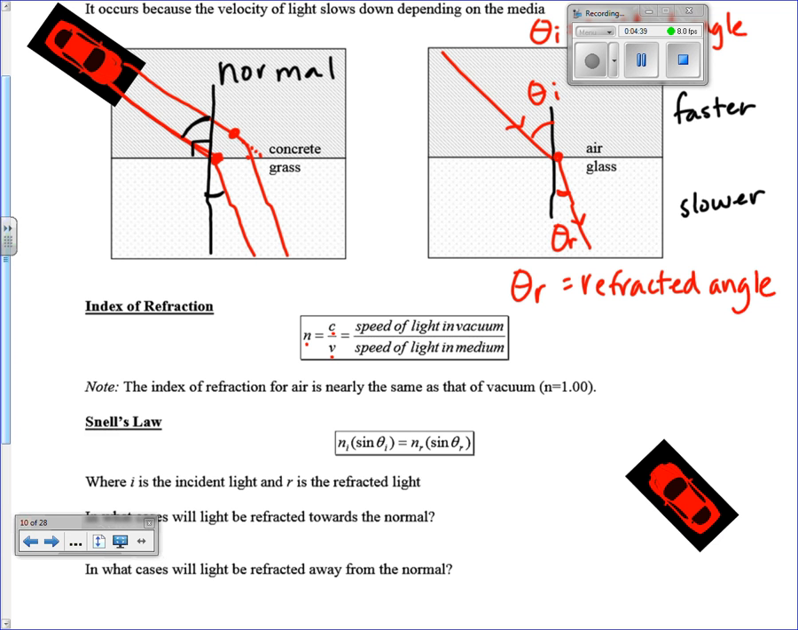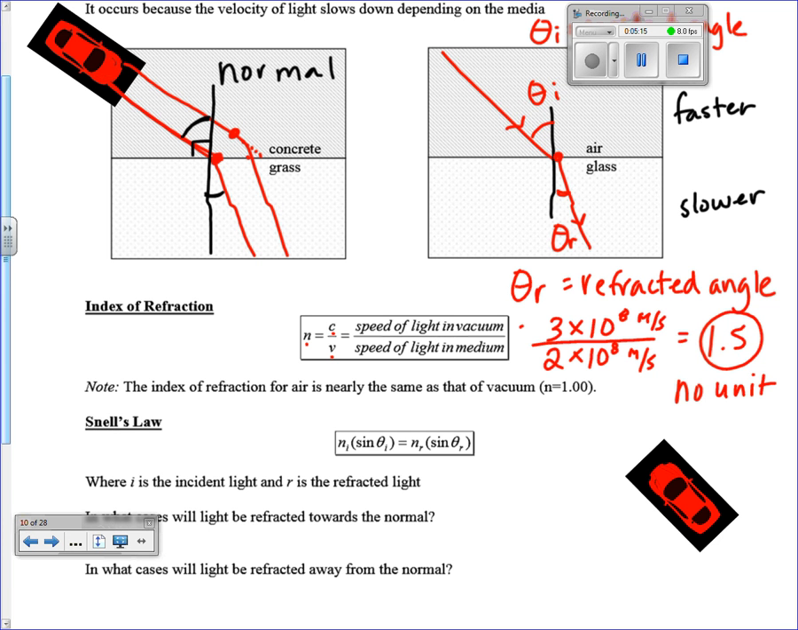If the speed of light in a vacuum is 3 times 10 to the 8th, and let's say that we have a special kind of glass, all glass will slow light down, and let's say the light slows down to 2 times 10 to the 8th meters per second. We would say that the index of refraction for that substance was 3/2, or 1.5. This index of refraction has no unit. And again, it is just a ratio of the speed of light in a vacuum to the speed of light in your medium.